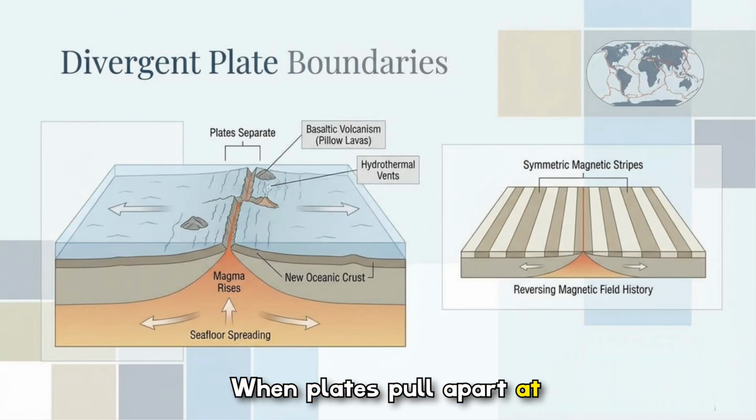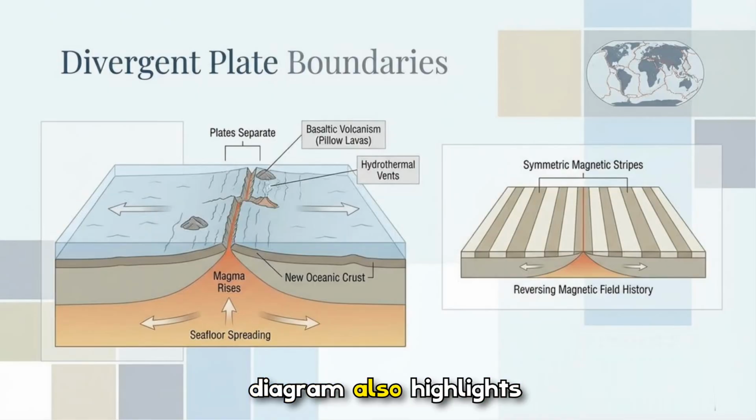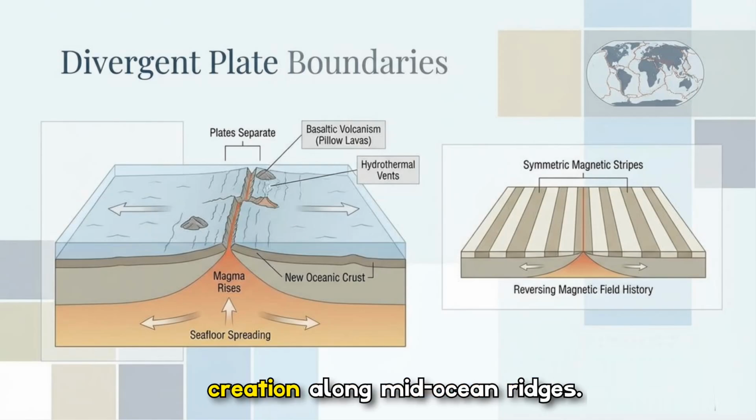When plates pull apart at divergent boundaries, magma rises to form new oceanic crust and drives seafloor spreading, producing basaltic pillow lavas and hydrothermal vents. The diagram also highlights symmetric magnetic stripes on the seafloor, which record reversals and provide a clear fingerprint of continuous crustal creation along mid-ocean ridges.